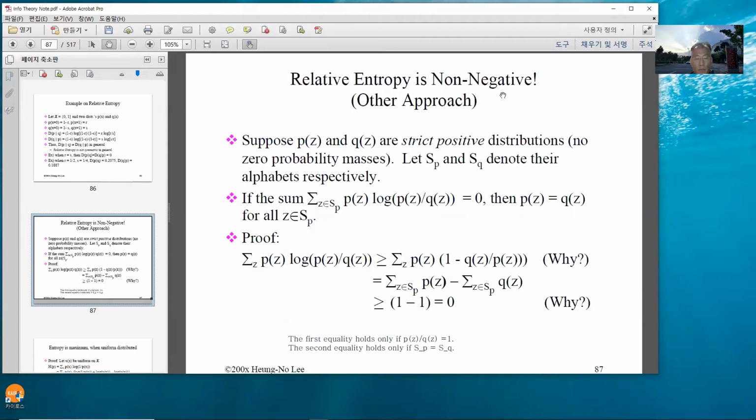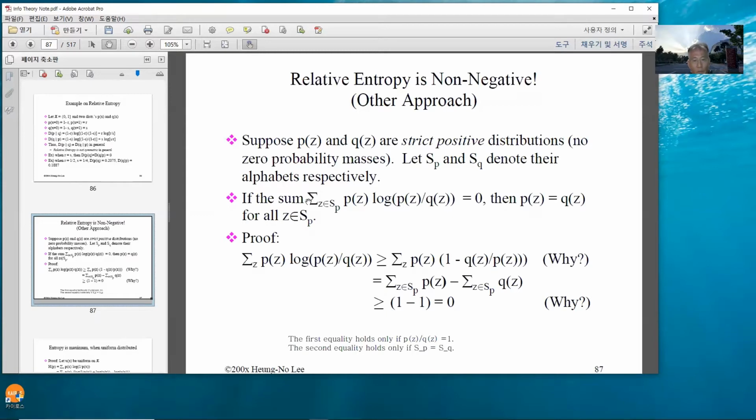Relative entropy is non-negative, another approach. Suppose PZ and QZ are strictly positive distributions, with no zero probability mass at any z. Let SP and SQ denote their alphabets respectively, as we have done before. Then if the sum, which is the relative entropy, is equal to 0, then the two distributions must be the same.